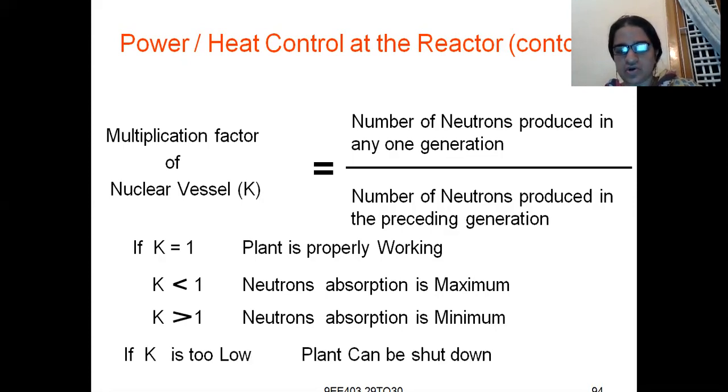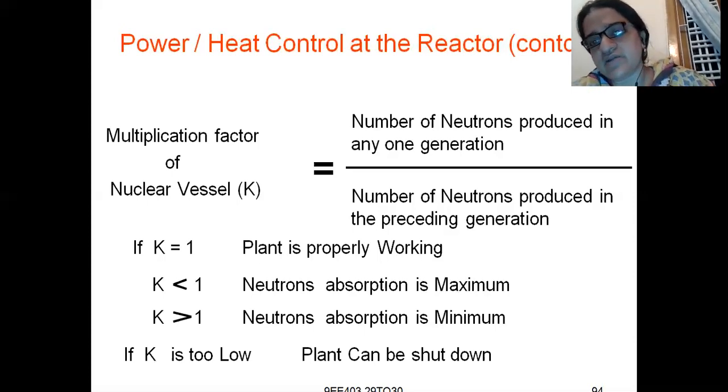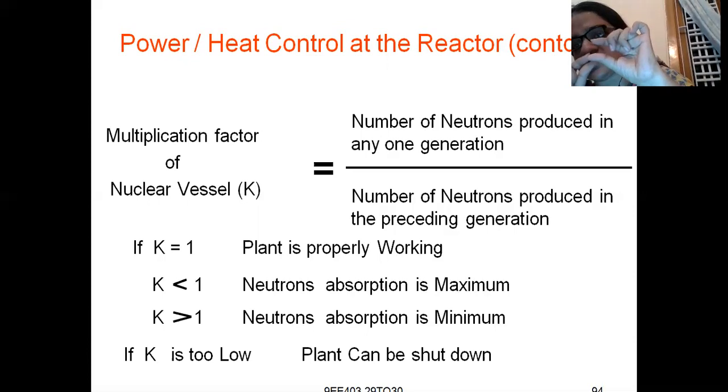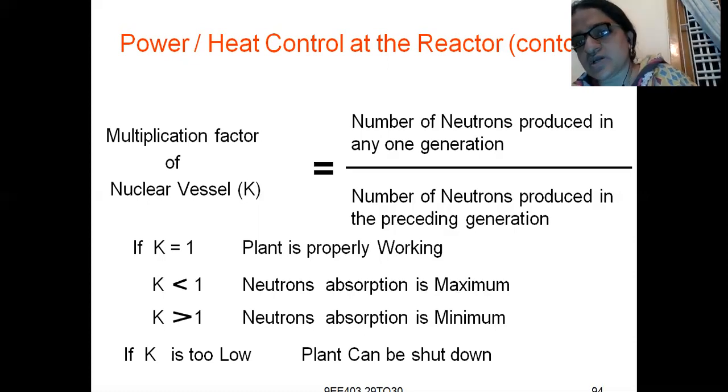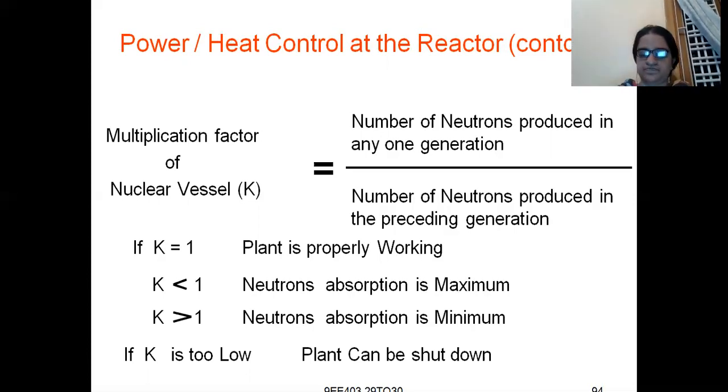If K is too low, then the plant can be shut down. K is too low means the number of neutrons in any one generation is very small, like nil. Suppose we have placed control rods very near to the fuel rod, suppose this is the fuel rod and this is the control rod, and you have placed the control rod almost on the fuel rod, then what happens? The number of neutrons released will be almost equal to 0. Okay, if the multiplication factor is very low, then the plant can be shut down.